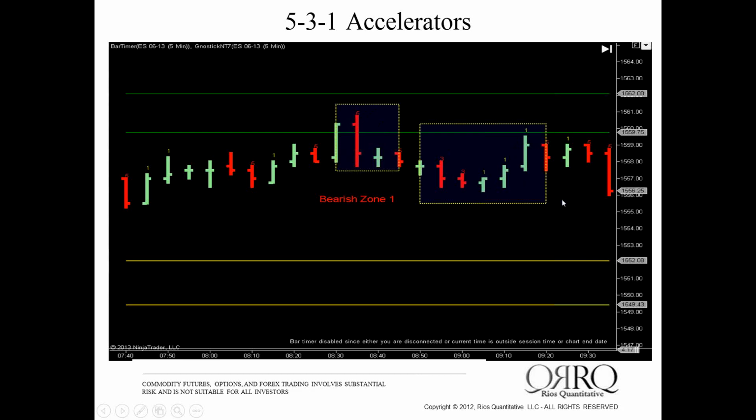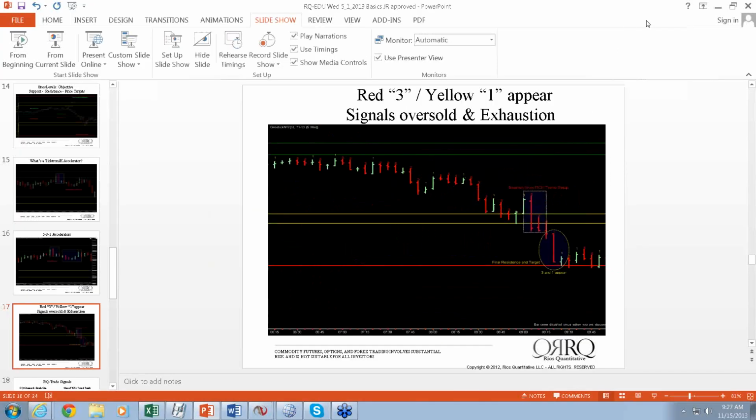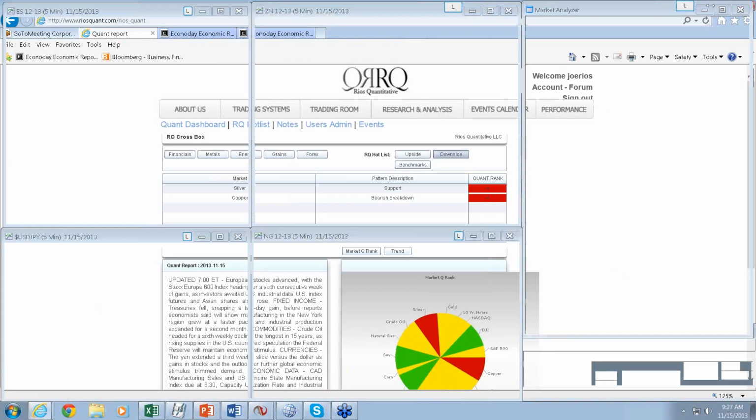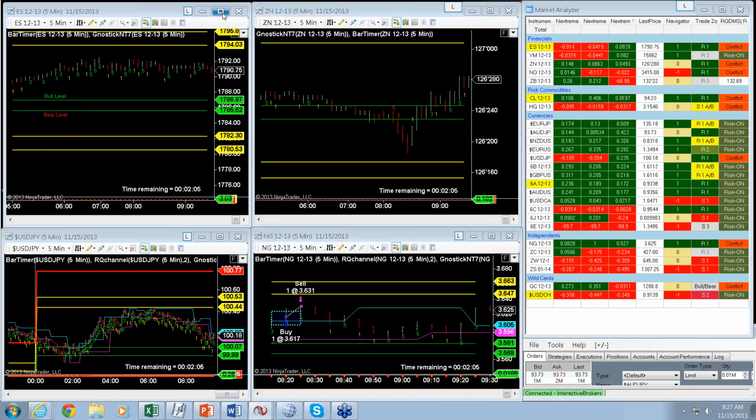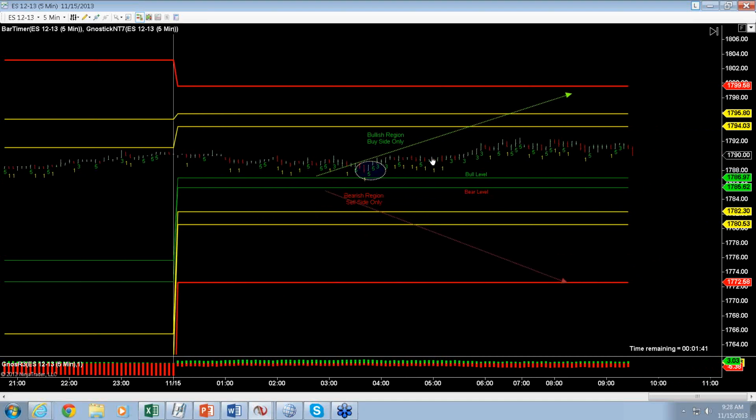Okay, so now that we've gone into the 531 accelerator, this is what a typical setup looks like. What we're going to do is go on my screen. My screen is a dashboard, and I want to just go through this one time. Price action above the upper green line, bullish region of the chart, buy side only. Price action below the lower green line is the sell side of the chart, sell side only. So you're only a buyer above the upper green line, and you're only a seller below the lower green line. And you can see the S&P has gone nowhere. It's stuck in the middle.